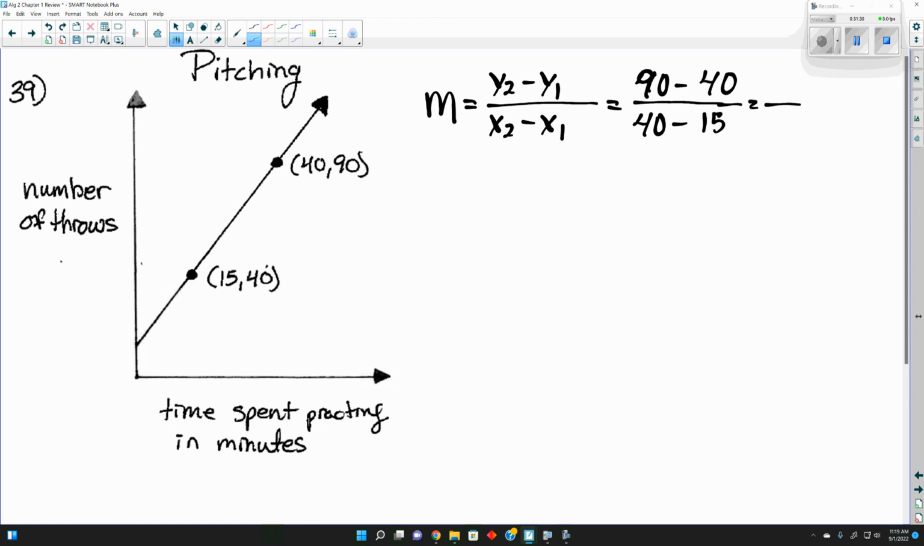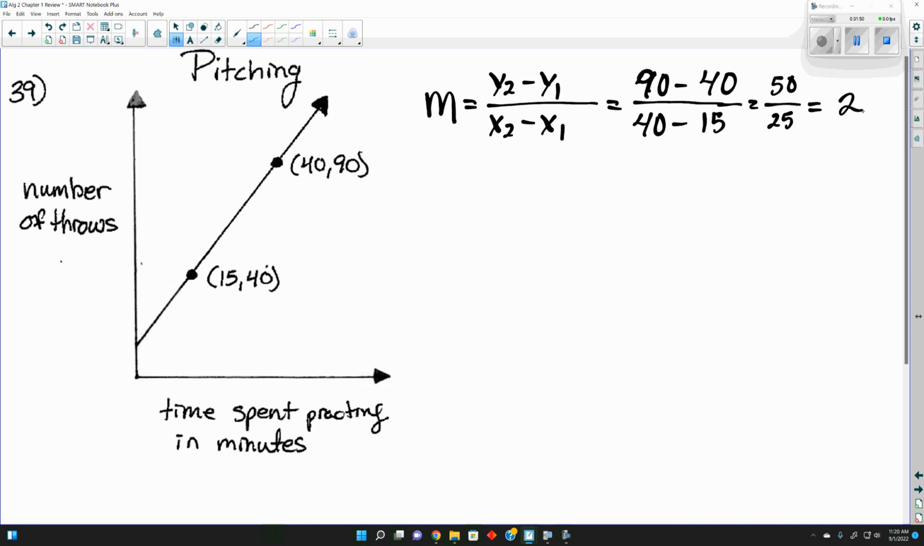At this point, you can plug this in a calculator, tell it 90 minus 40 over 40 minus 15, hit enter, and it will give you an answer. If we did this by hand, 90 minus 40 is 50 over 25, which is indeed 2. So the slope of this line is 2.